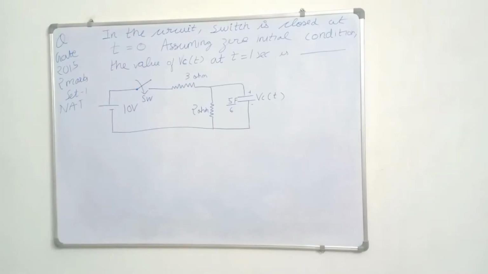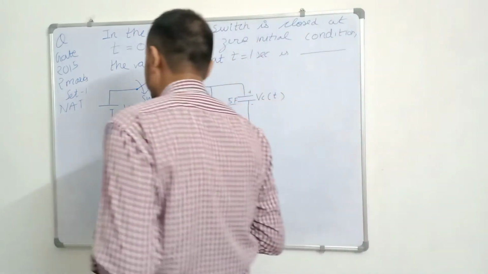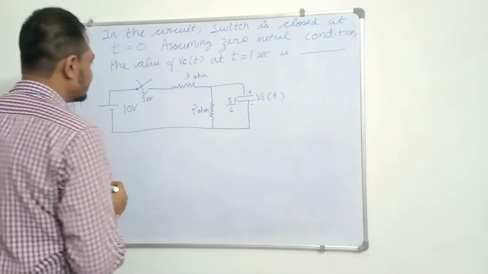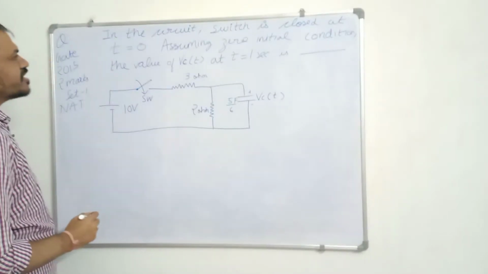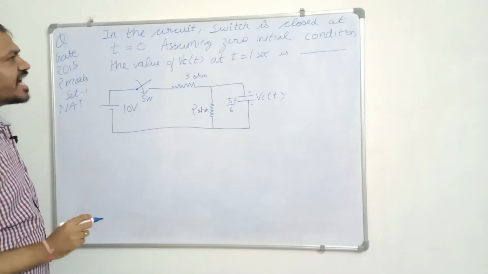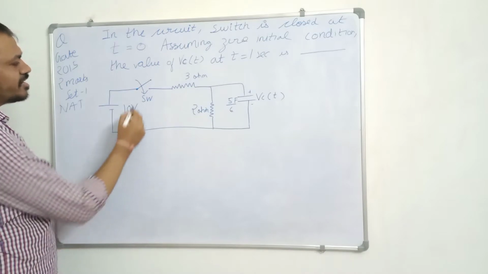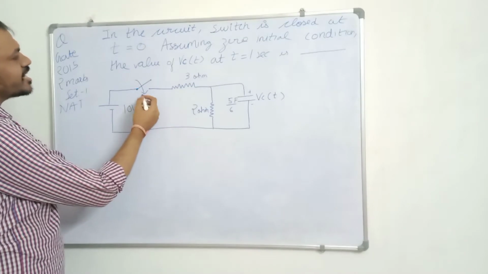In this video, we are discussing a question on transient analysis. It is from GATE 2015 Set 1 Electronics. It is of 2 marks and numerical answer type, and it is a very easy question. So it says that the switch is closed at t equal to 0. This switch was closed at t equal to 0.